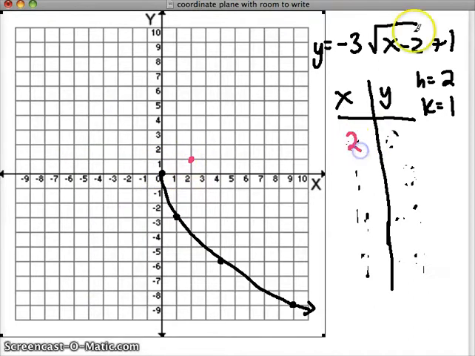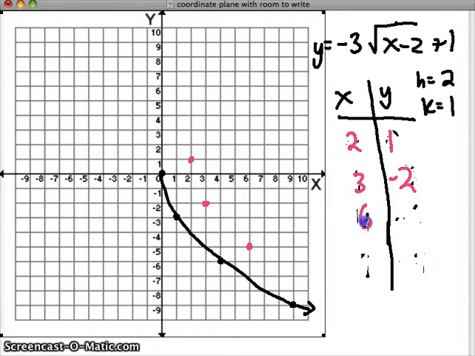An input of 2, that would make this 0. If that's 0, it's an endpoint here, and our output should be whatever k is, so 1, and we did get 2, 1. This point right here shifted to the right 2 spots and up 1. So an input of 3 should have an output of -2. Let's see. 3 minus 2 is 1. Square root of 1 is 1. 1 times -3 is -3, and -3 plus 1 is -2. So it's true. This point right here shifted to the right twice and up 1.